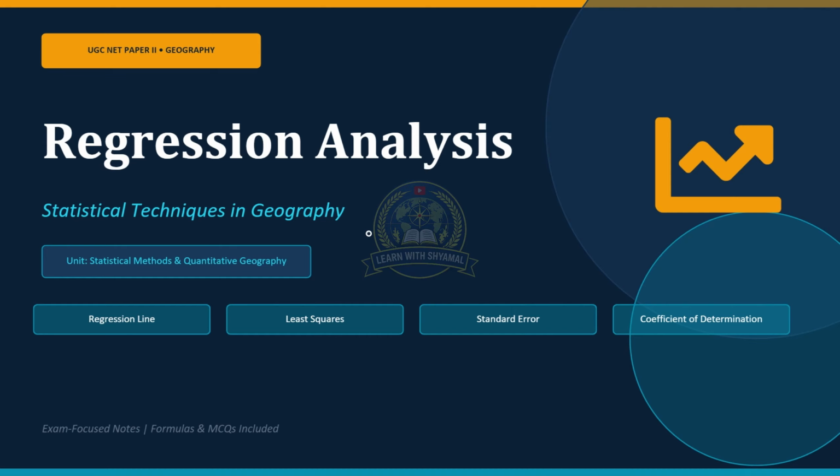In this class, we are going to discuss regression analysis. This is about the theory portion of this analysis, statistical techniques in geography. This is an important topic in UGC NET examination paper 2.